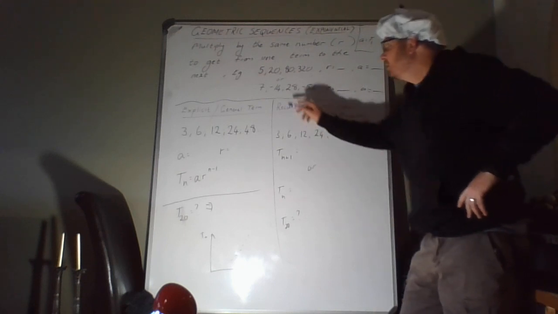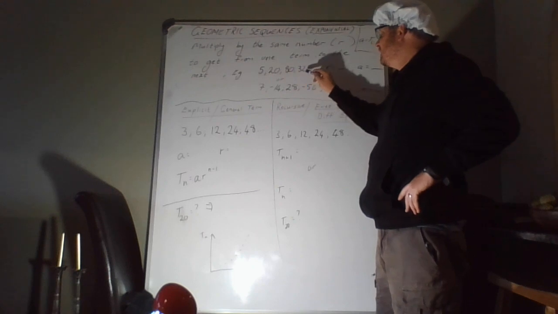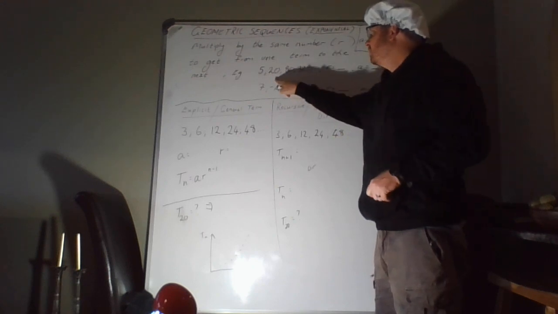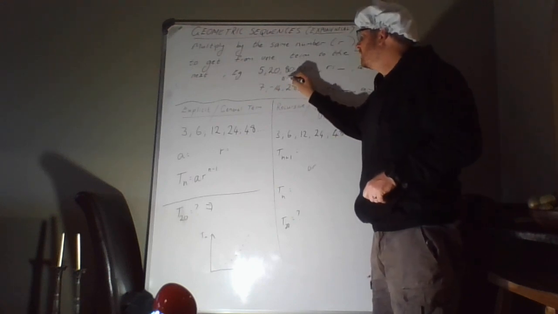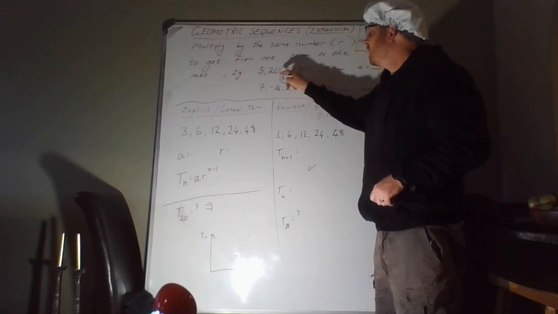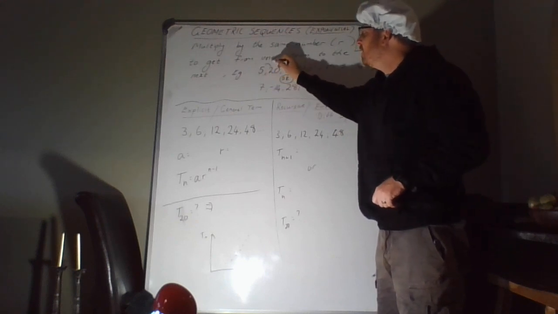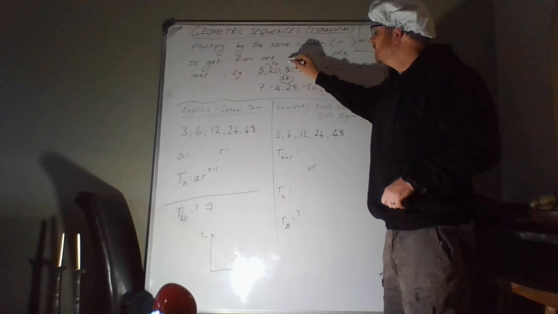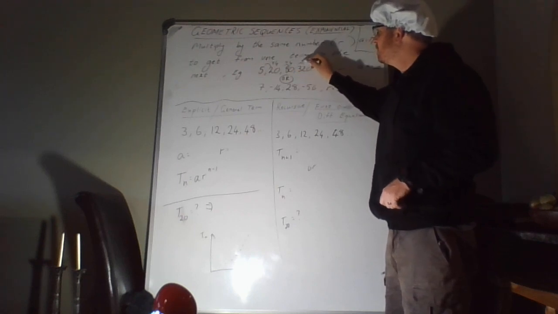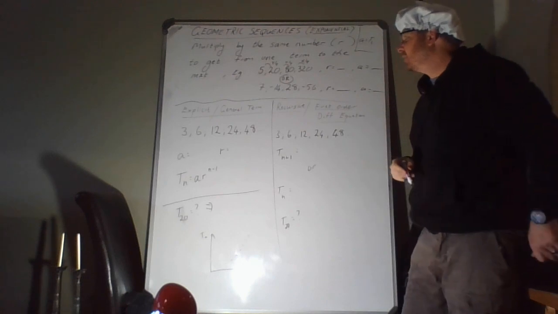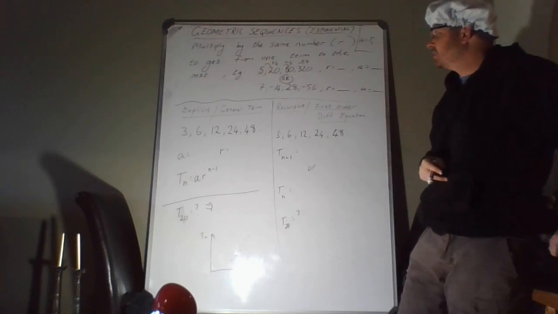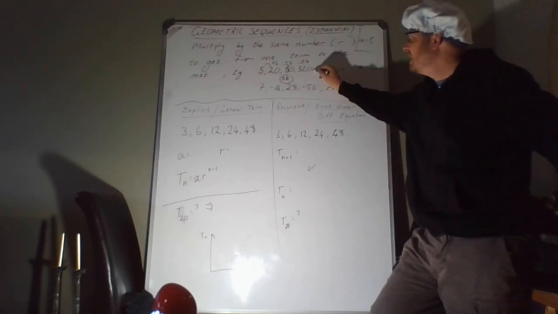So, an example of a geometric sequence: 5, 20, 80, 320. What are you doing to get from one term to the next? Well, you are multiplying by 4. Multiplying by 4, multiplying by 4. So you're multiplying everything by 4. 5 times 4 is 20, 20 times 4 is 80, 80 times 4 is 320, and then you're carrying on in that manner.